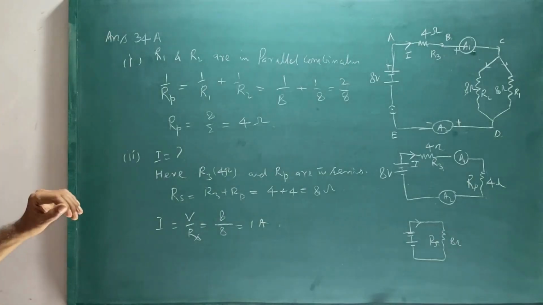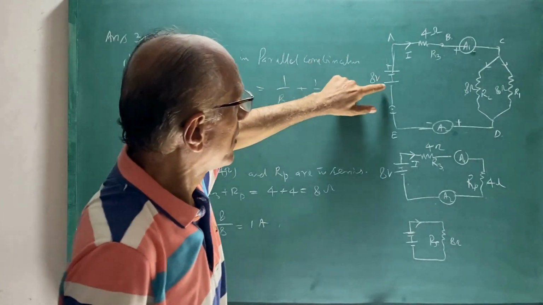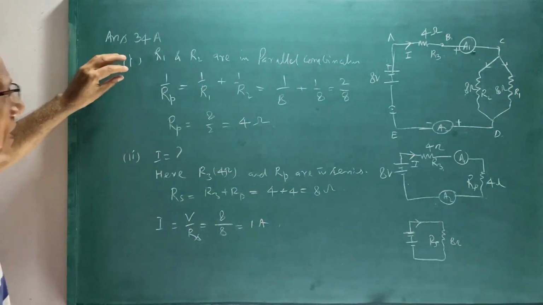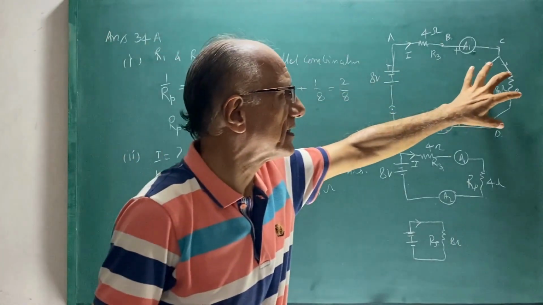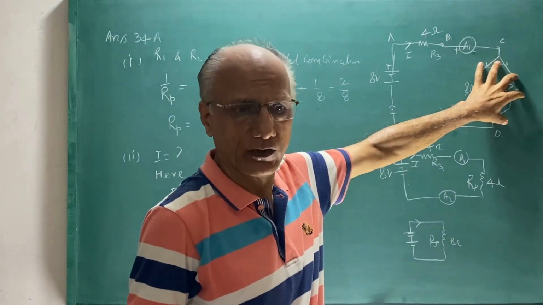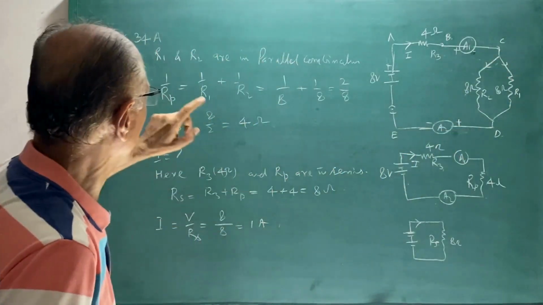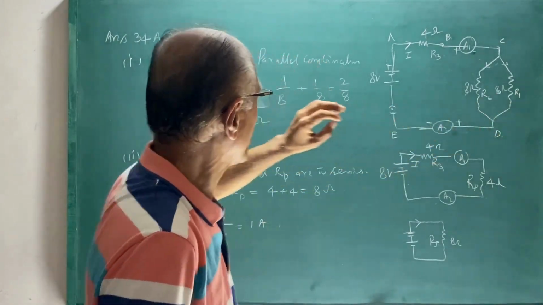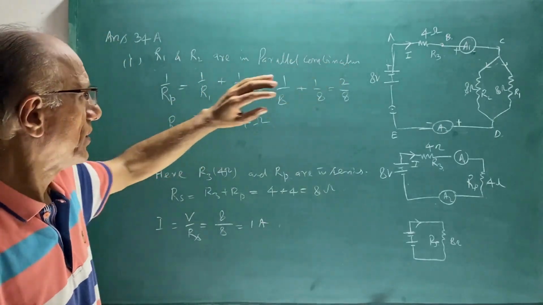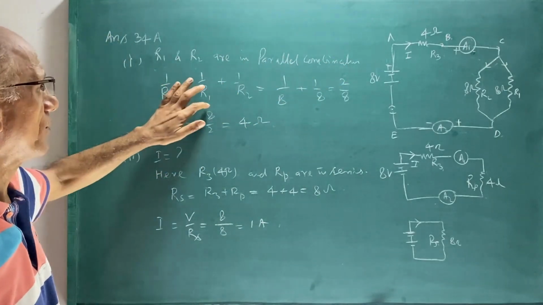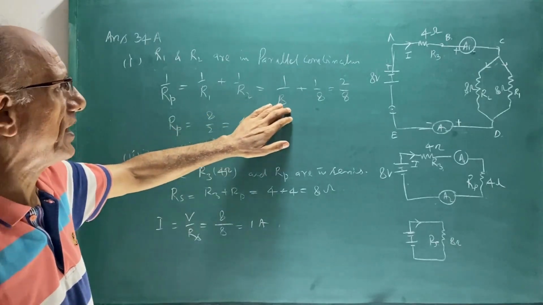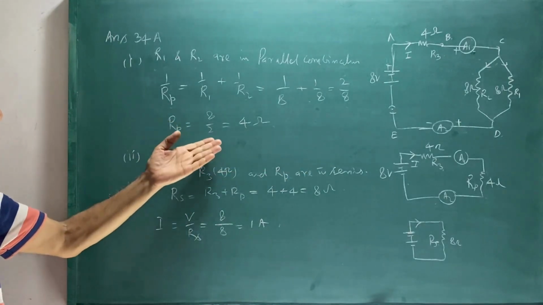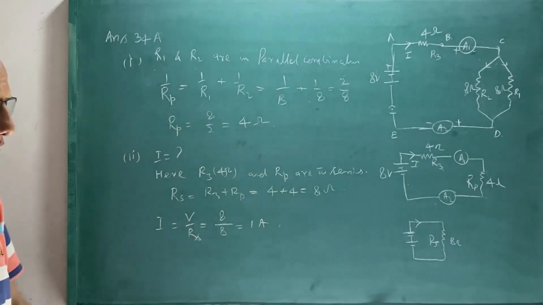So here let us see once again. It is connected in this way, both are here. Before that it was asked for the combined resistance, the equivalent resistance of these two 8 ohm resistors. So here R1 and R2, let us mark this as R1 and this as R2. So they are connected in parallel combination. So in parallel combination 1 by Rp is equal to 1 by R1 plus 1 by R2, that is 1 by 8 plus 1 by 8, that is 2 by 8. So if we take the reciprocal, Rp equals 8 by 2, that is 4 ohm. The first part is clear.